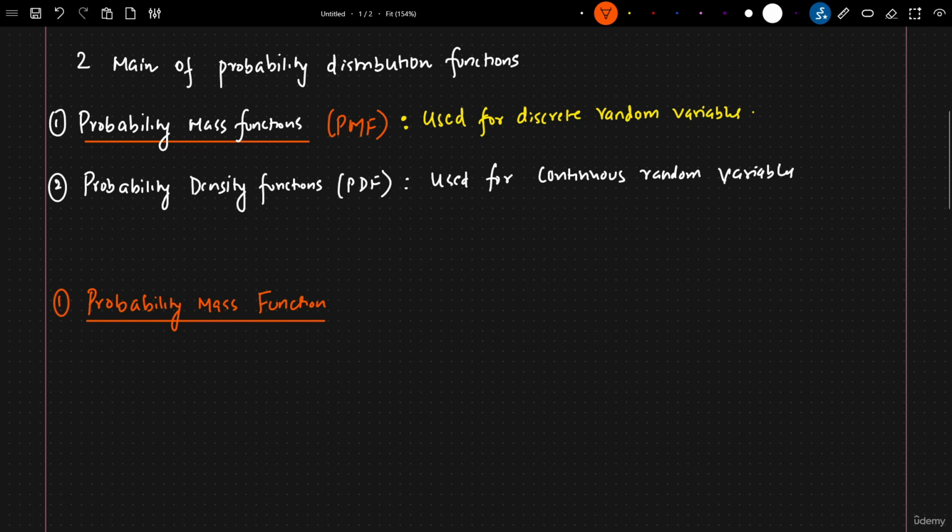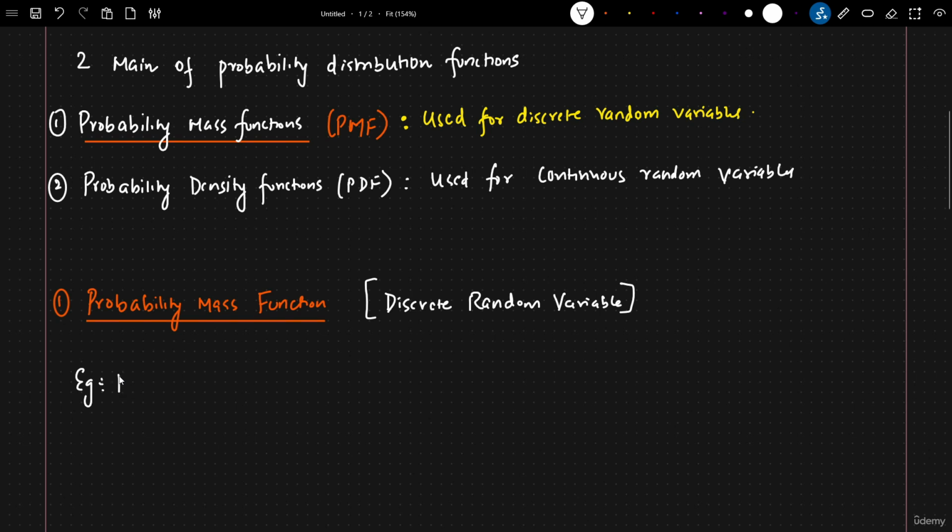Okay. Now, as I've already told, probability mass function is a kind of distribution that we specifically use for a discrete random variable. Let's take a specific example, and based on this, we will try to construct the PMF. How is a probability mass function basically created?